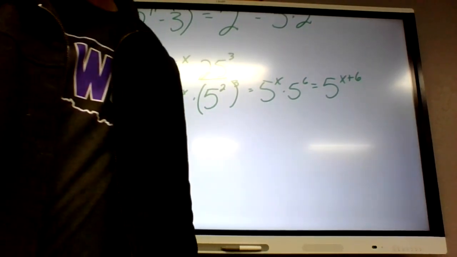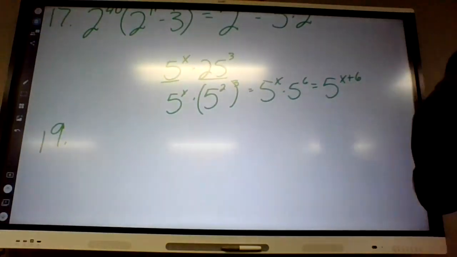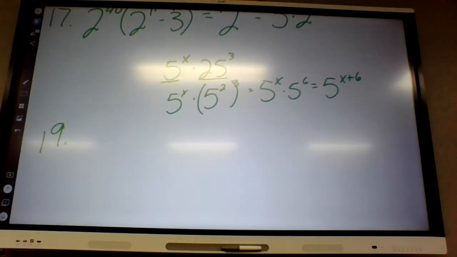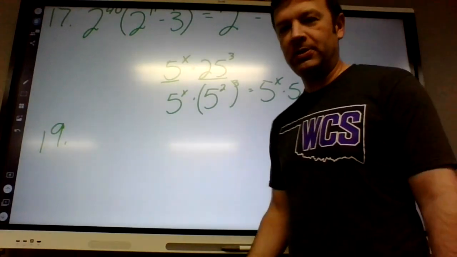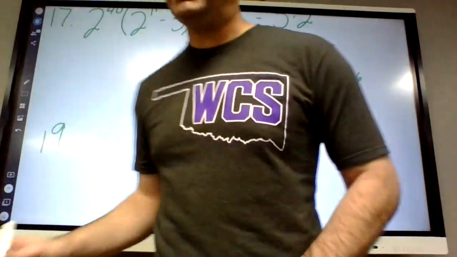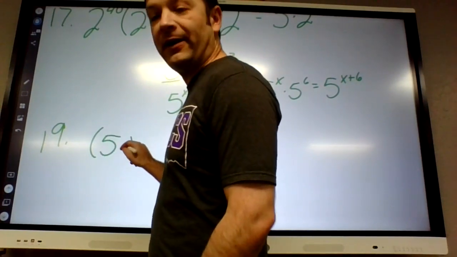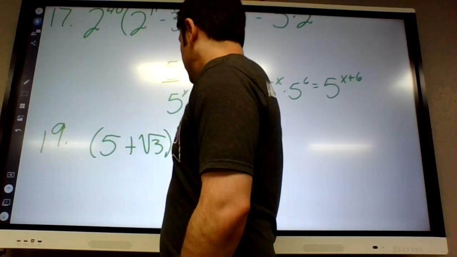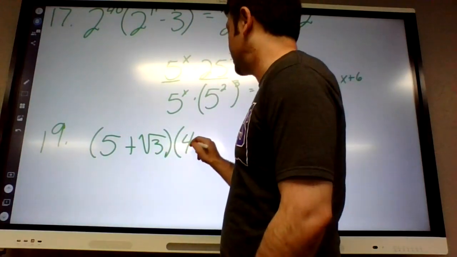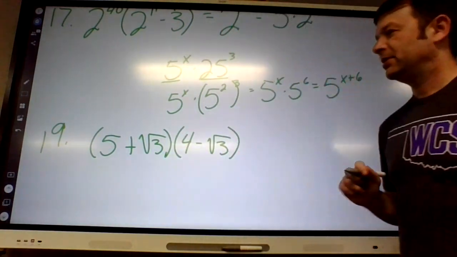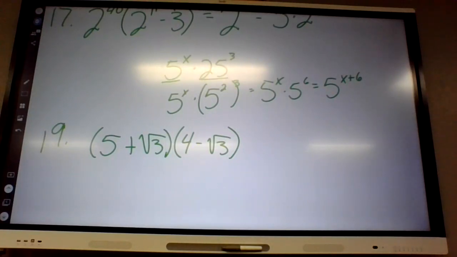19. How do we find the area of a rectangle? Okay, so to find the area, we just need to multiply those two things together. 5 plus square root of 3 times 4 minus square root of 3. So it's the whole thing times the whole thing. What kind of problem does this look like? FOIL.